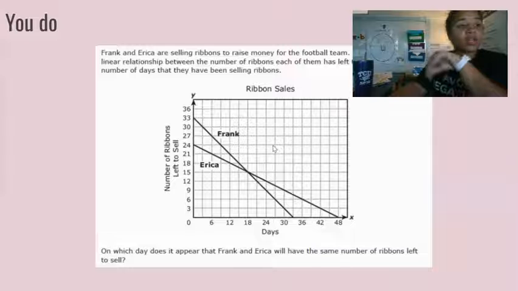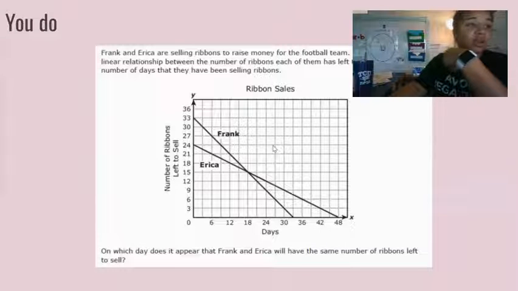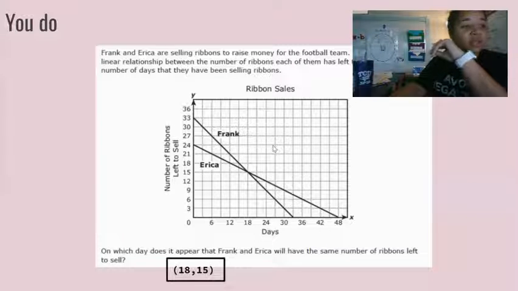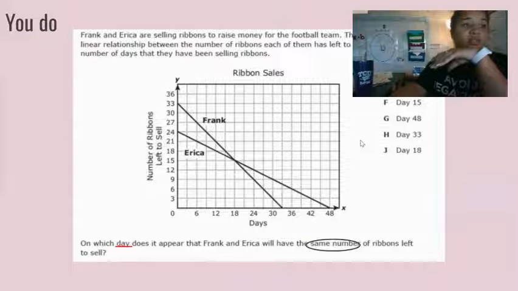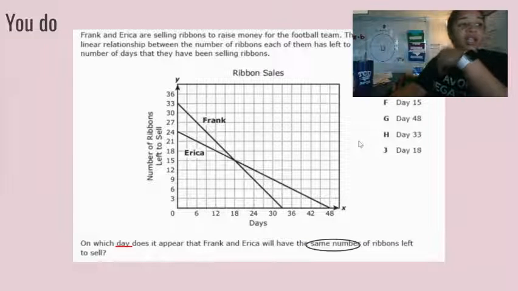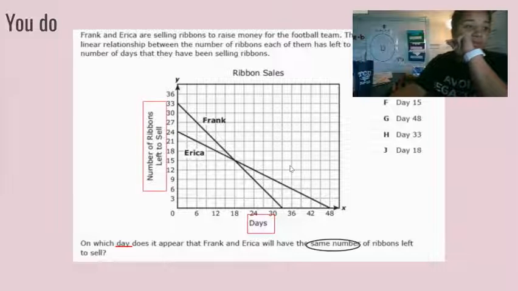And then this one, if you guys look here and read the question, the point of intersection is going to be 8 and 15. So at 8 days, sorry, it's the same question. In 8 days, they have 15 ribbons left to sell. Okay.